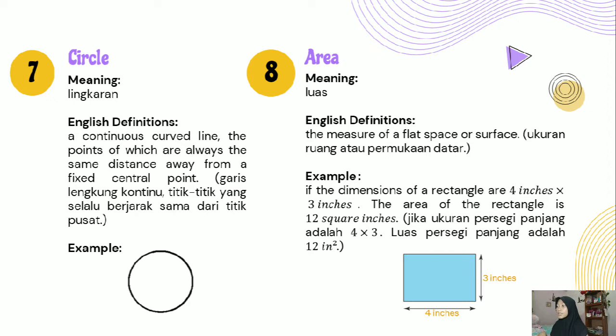Number 8, area, meaning is luas. English definition, the measures of a flat space or surface. Example, if the dimensions of a rectangle are 4 inch multiply 3 inch, the area of the rectangle is 12 square inches.